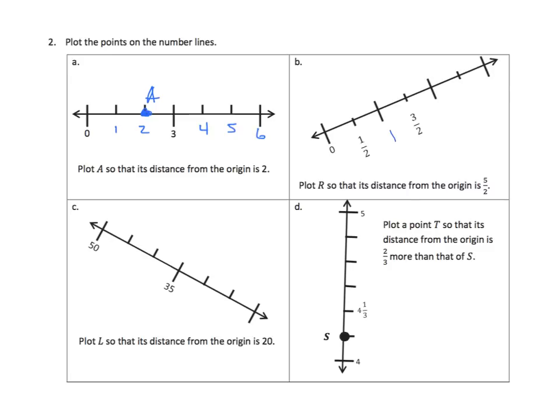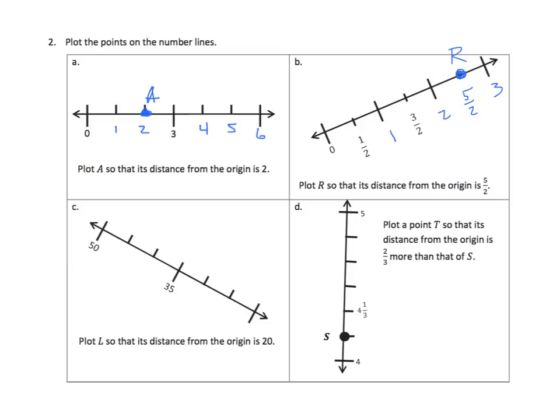And let's just make sure this is consistent. 1, or 2/2, plus 1/2 is 3/2. Very good. And we can label this one 2. And this one, if we want to remain consistent, we can do 5/2, and we'll label this 3. We want to find the distance from the origin of 5/2. That's right here. And we can label that R.